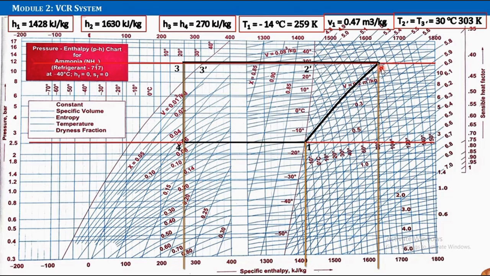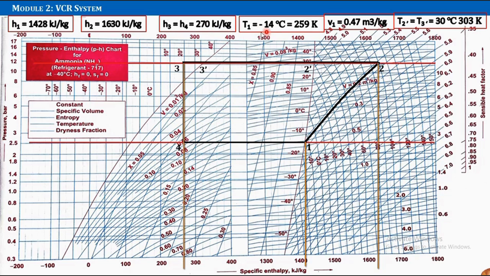Next, corresponding to point 2, that is after the compression process, it is near the 1600, so I'll take that as 1630 kilojoule per kg. That is the enthalpy corresponding to point 2 after compression. Next, corresponding to point 3 and point 4, because both are the same, since the 3 to 4 line is an isenthalpic line, the enthalpy of 3 and 4 is the same. So it is near 270 kilojoule per kg. In between 200 and 300, so I'll take that as 270 kilojoule per kg, right?